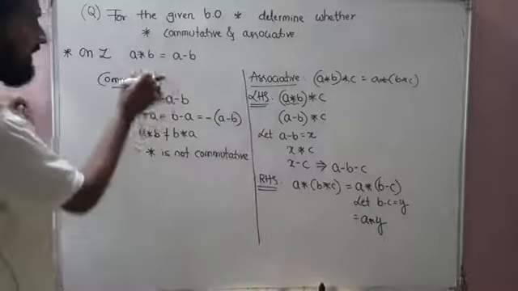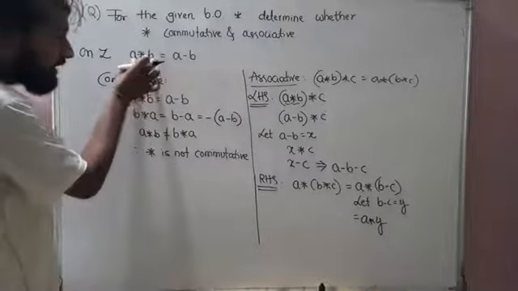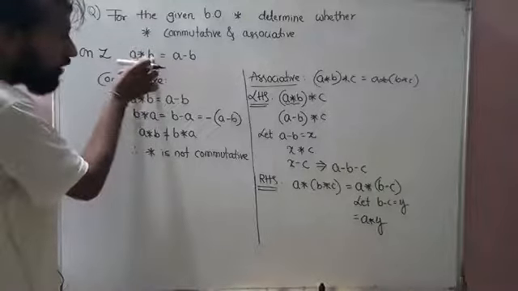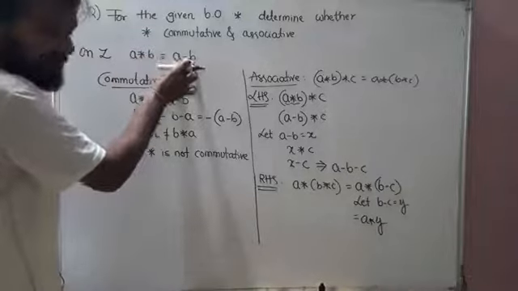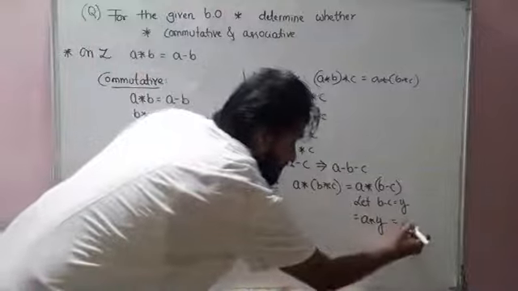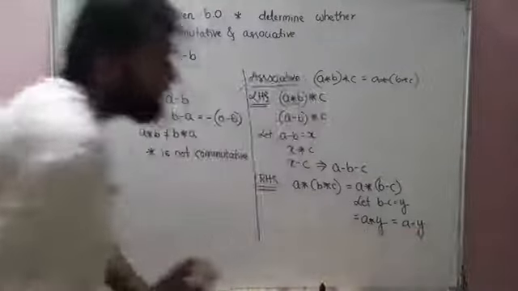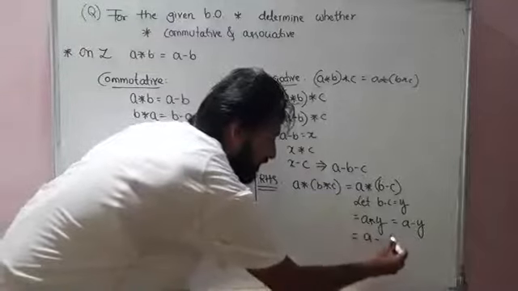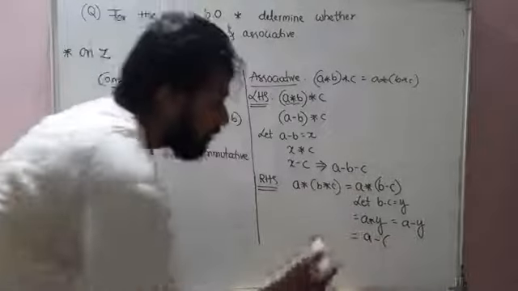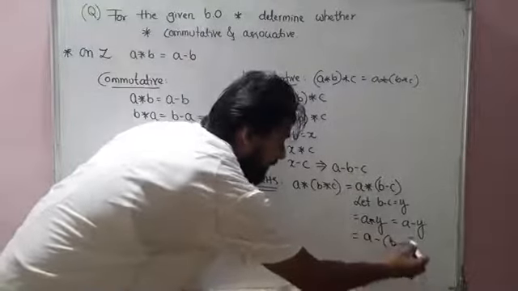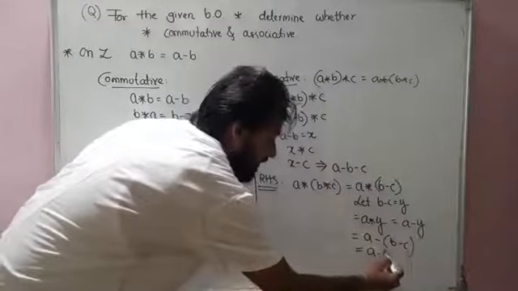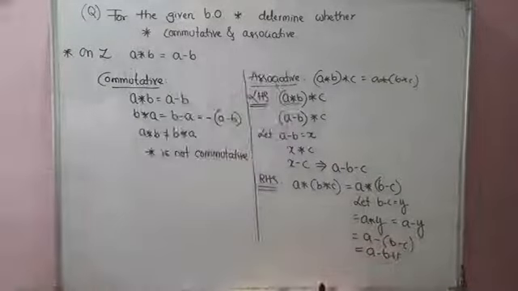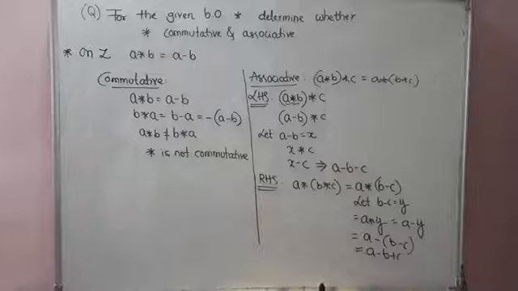So now you can see a and y. Not a and b, but if it is a and y, then it is a minus y. Yes or no? So this is a minus y. So now I'll write a minus, what is y? y is b minus c, and if I take the minus sign inside, I'll be getting a minus b plus c.